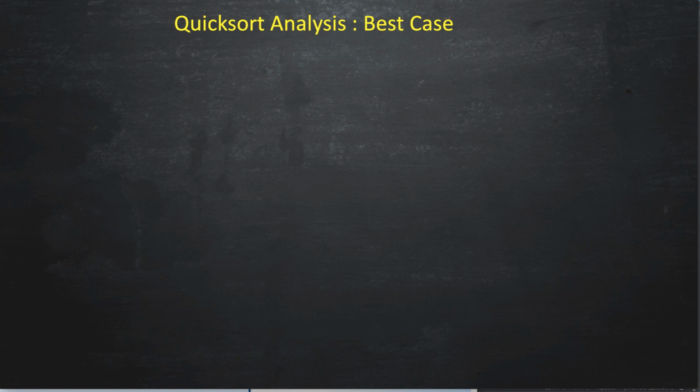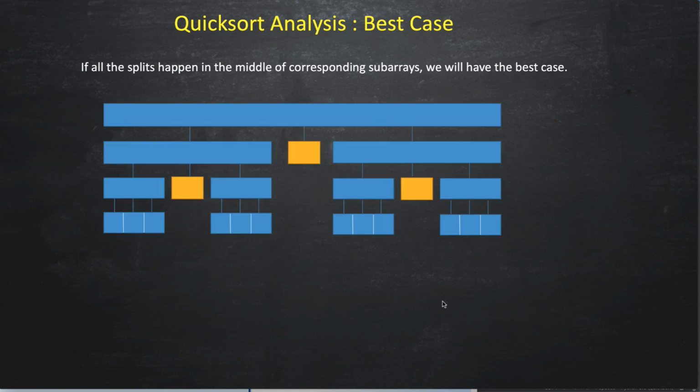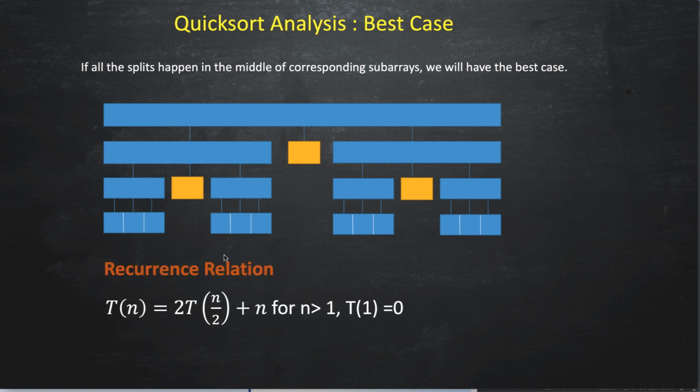Alright, now let's look at the best case of Quicksort. The best case of Quicksort will happen if somehow we always split the array in the middle. If we do that, the recurrence relation in that case will look like this. Since we are splitting the array into half each time, n by 2, and then we have two such subarrays, this is how the recurrence relation will look for Quicksort in the best case.